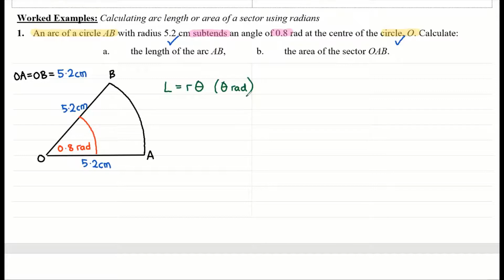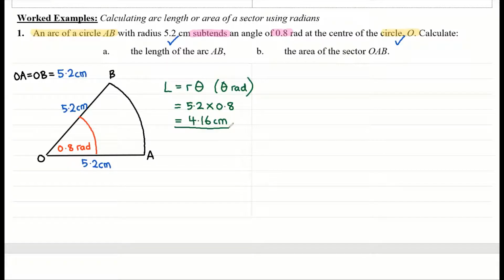Okay, just as a reminder. Now, if we just sub in the values, this means that the arc length is just going to be r multiplied by 0.8. So it's 5.2 multiplied by 0.8. And if you do that, you're going to get 4.16 centimeters for the arc length.